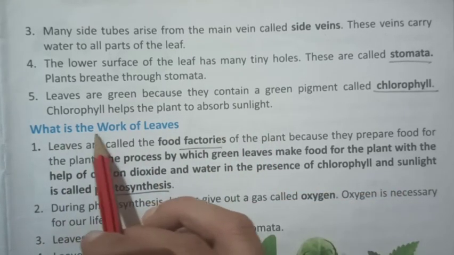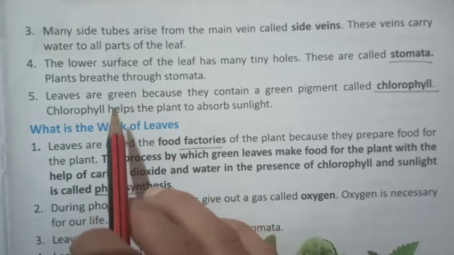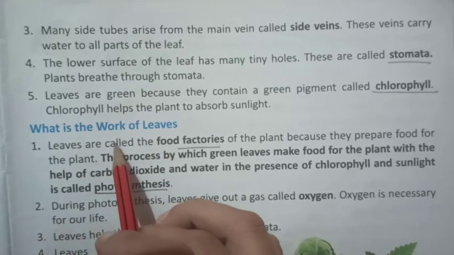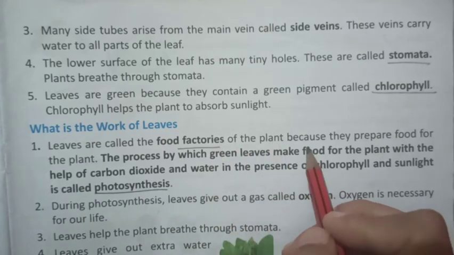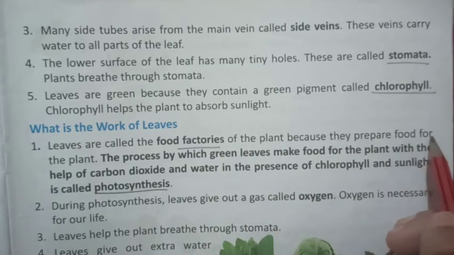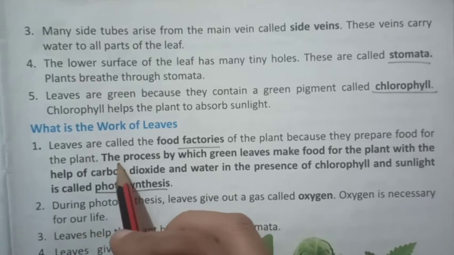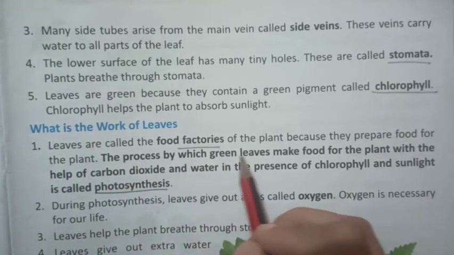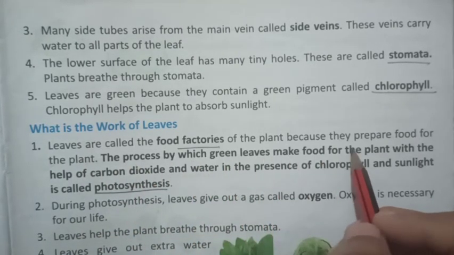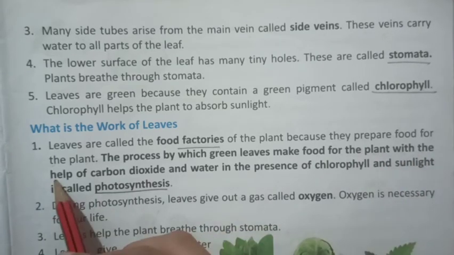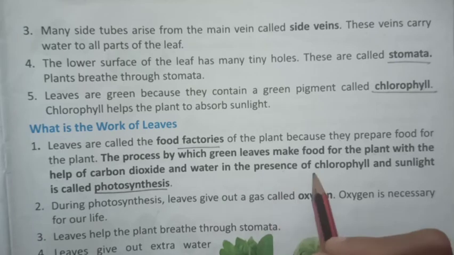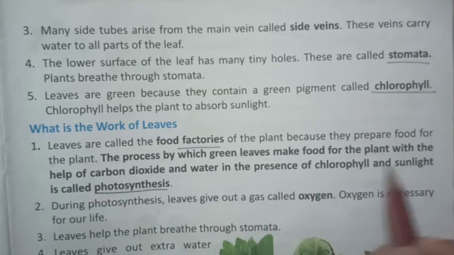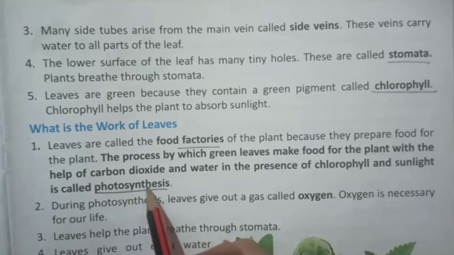What is the work of leaves? Leaves are called the food factories of the plant because they prepare food for the plant. The process by which green leaves make food for the plant with the help of carbon dioxide and water in the presence of chlorophyll and sunlight is called photosynthesis.